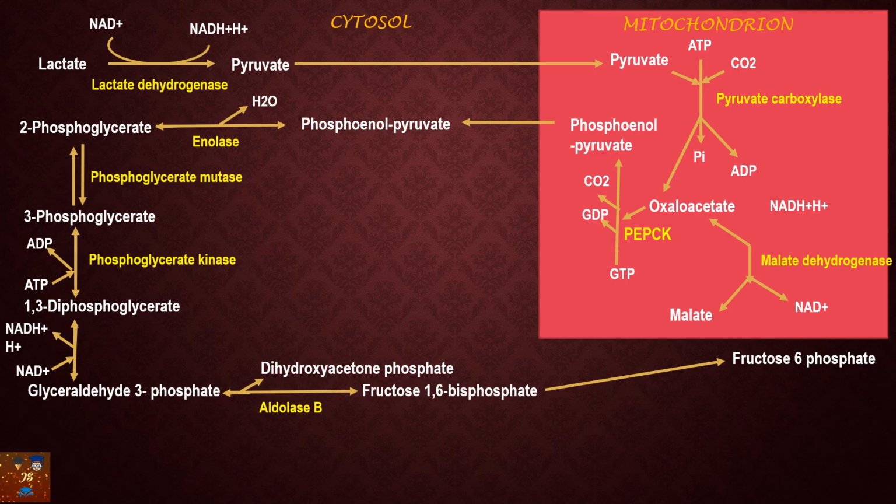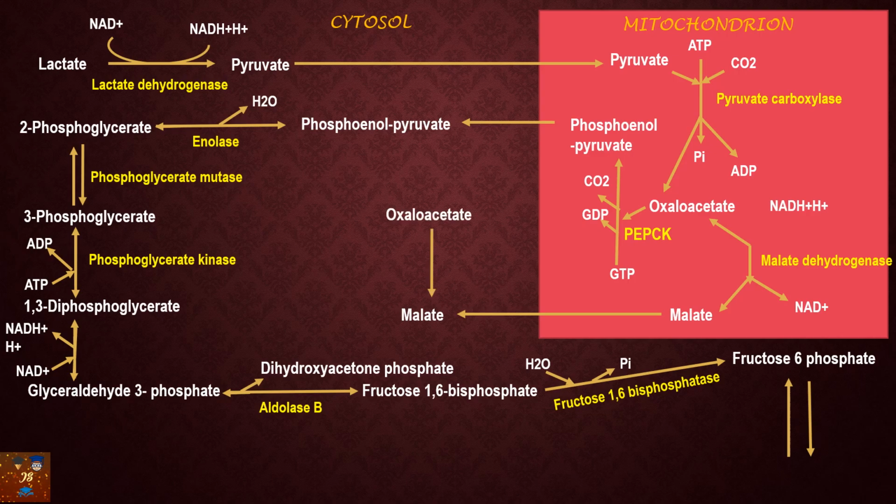This fructose 1,6-bisphosphate is converted into fructose 6-phosphate. Water helps in this reaction and inorganic phosphate comes out, and this occurs with the help of fructose 1,6-bisphosphatase. Now this fructose 6-phosphate, by some reactions, is ultimately converted into glucose. Now we have to learn something about malate.